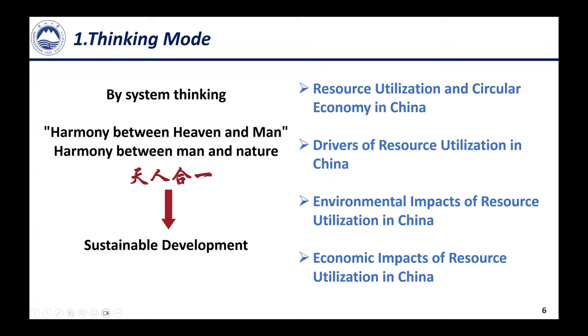In Professor Lu's opinion, we should think by combining these two thinkings. It's just like a harmony between heaven and man, and a harmony between man and nature. That's like, in the Chinese saying, "天人合一." So it's also in line with sustainable development.